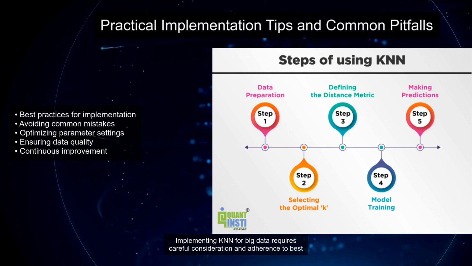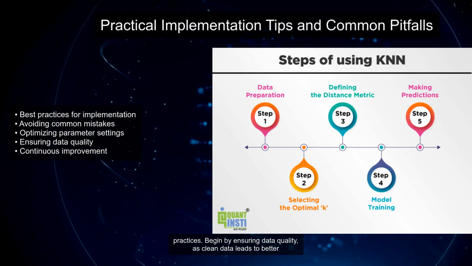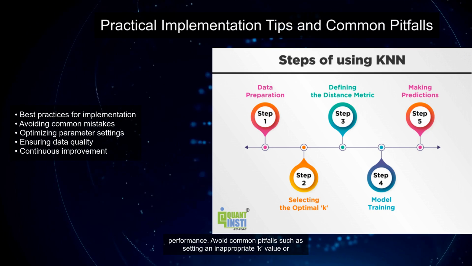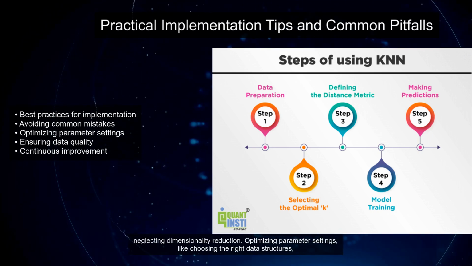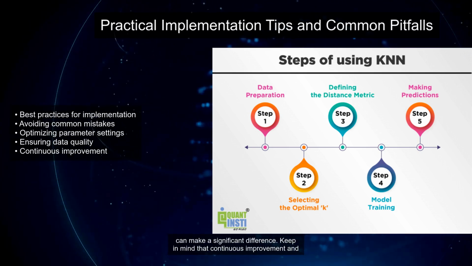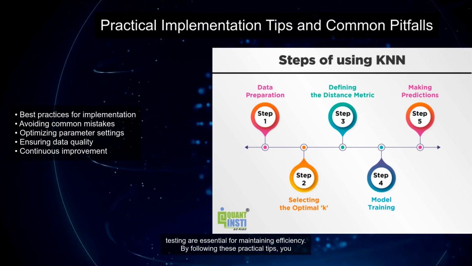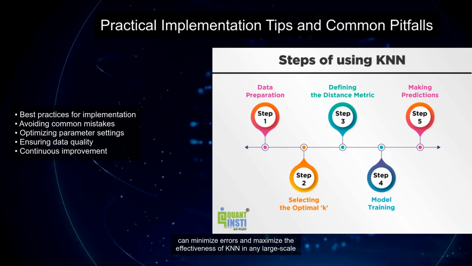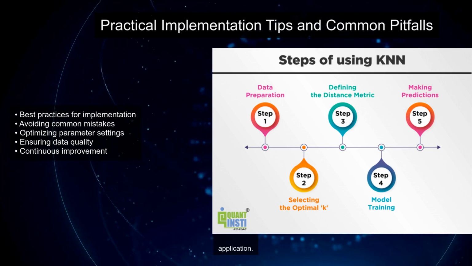Implementing KNN for big data requires careful consideration and adherence to best practices. Begin by ensuring data quality, as clean data leads to better performance. Avoid common pitfalls such as setting an inappropriate K value or neglecting dimensionality reduction. Optimizing parameter settings, like choosing the right data structures, can make a significant difference. Keep in mind that continuous improvement and testing are essential for maintaining efficiency. By following these practical tips, you can minimize errors and maximize the effectiveness of KNN in any large-scale application.